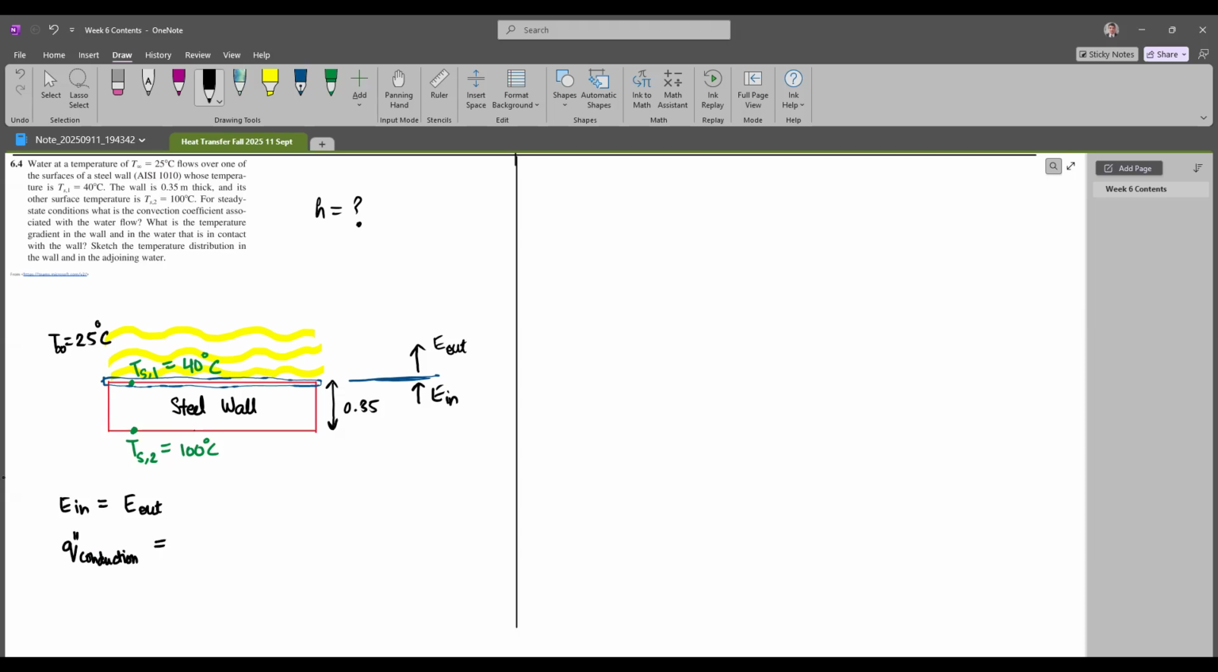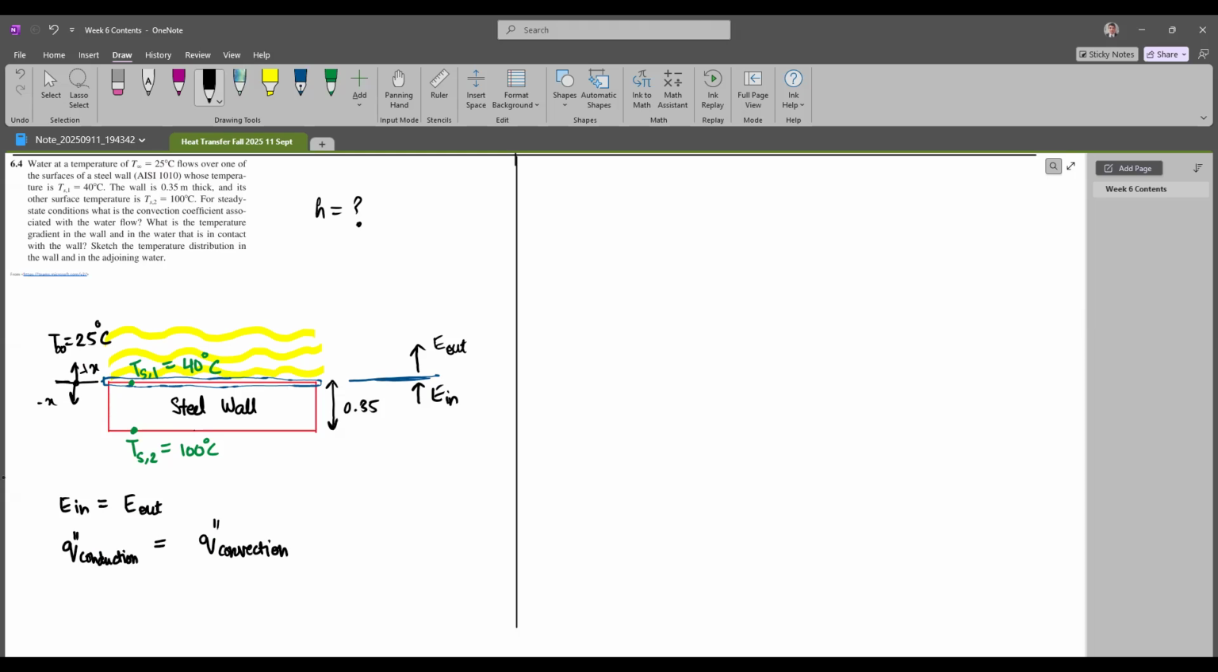Conductive heat inside the steel wall would be equal to convective heat, which is being taken away by the fluid, by the water. Let's call this minus x, let's call this plus x, and this surface be origin. Okay. So there are a few properties which we are going to need.